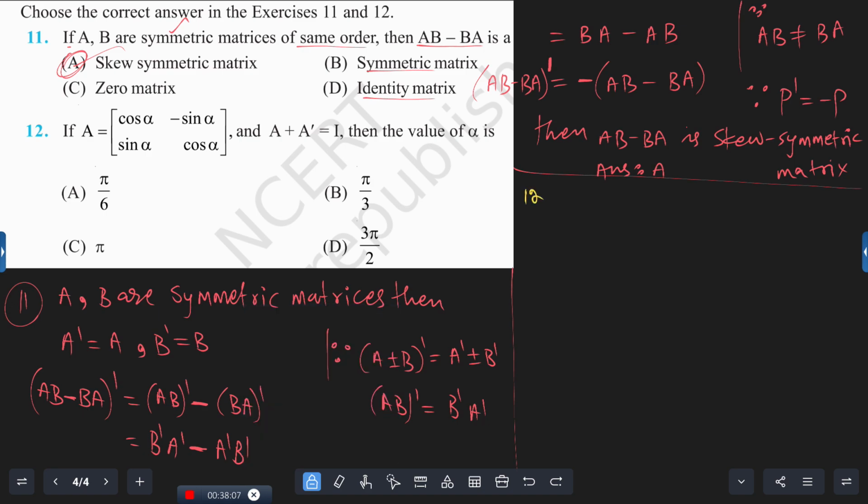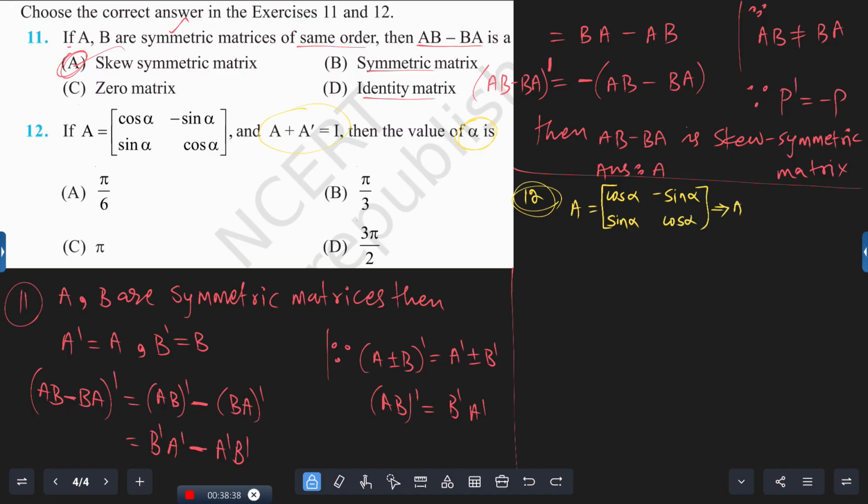I'm going to the 12th one. A matrix is given. They gave A plus A dash is equal to I, and they asked us to find alpha. The alpha value we have to find. A is given as cos alpha, minus sin alpha, sin alpha and cos alpha.